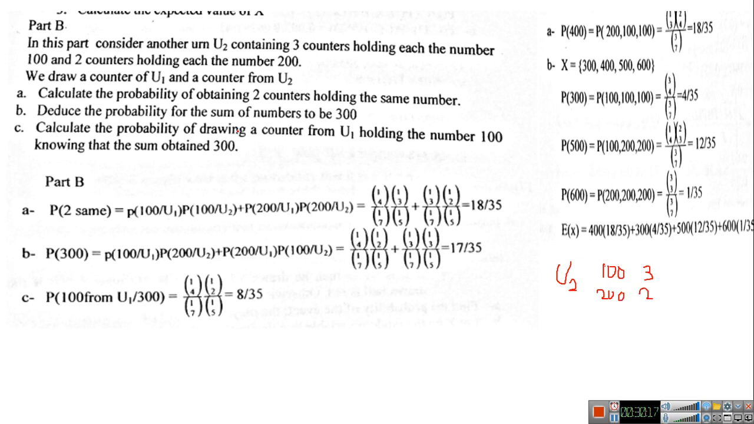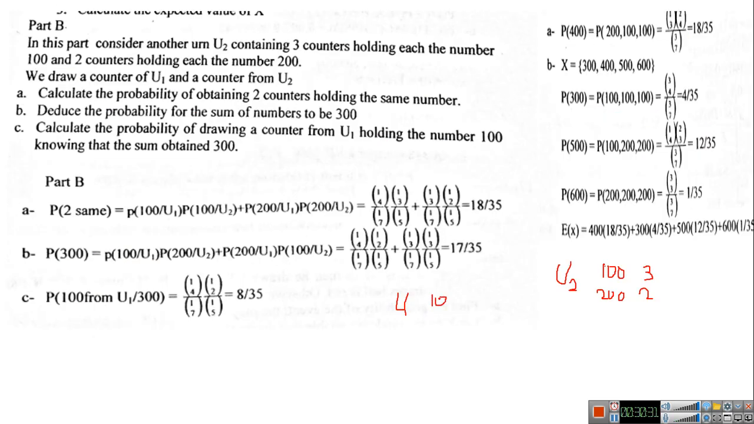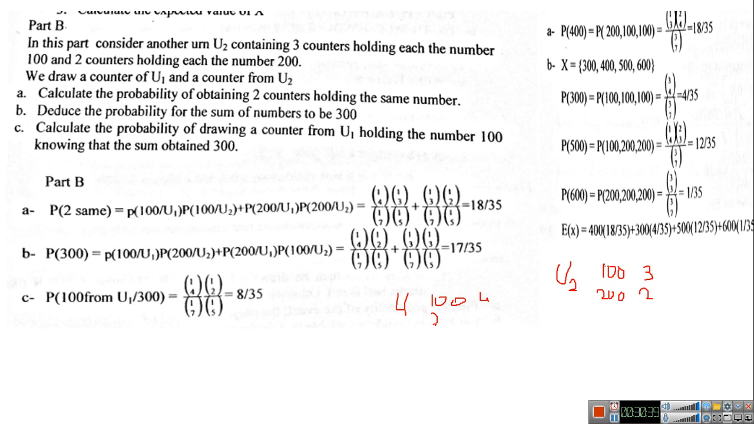Calculate the probability of obtaining 2 counters. We draw a counter from U1 and a counter from U2. So let us remember what we had in U1. In U1 we had 100 four times and 200 three times. So we draw a counter from U1 and a counter from U2. You know it's independent, right? Because I want to draw from each urn alone. Calculate the probability of obtaining 2 counters with the same number.